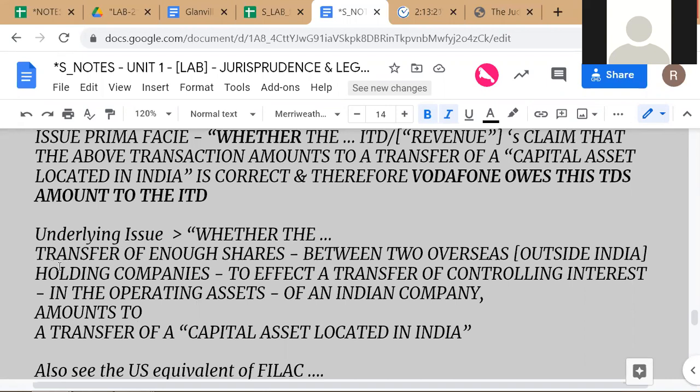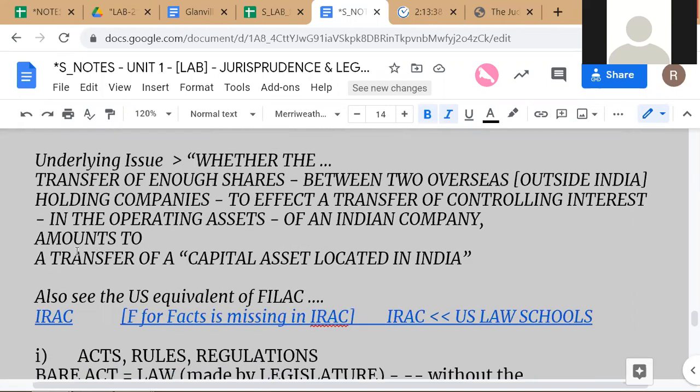So the issue is whether the transfer of enough shares here. When you have any such general transaction, you notice there's no mention of Vodafone or Hutchison SR. Any transfer of shares in overseas companies like this, whether this amounts to a transfer of a capital asset located in India. You could actually state this even more generally because this part in quotations is coming from Section 9, I think, of the Indian Income Tax Act, which is therefore taken from Indian income tax law.